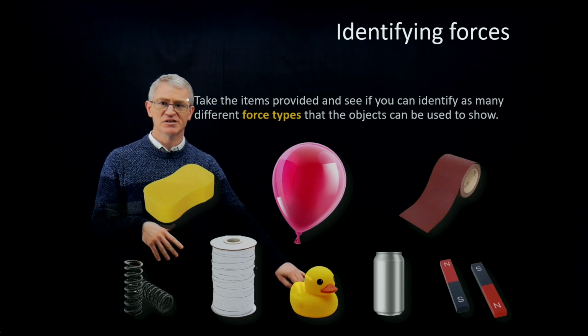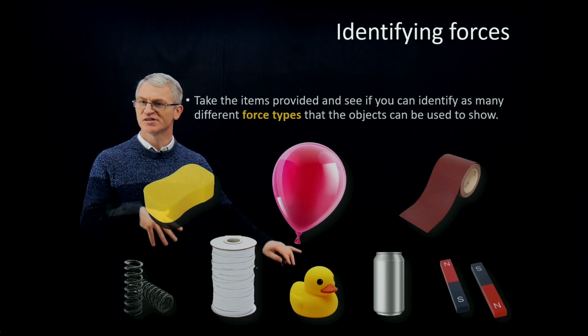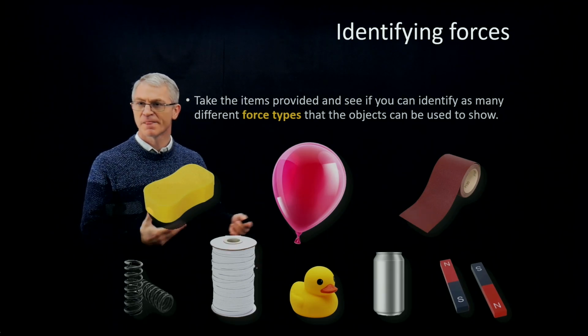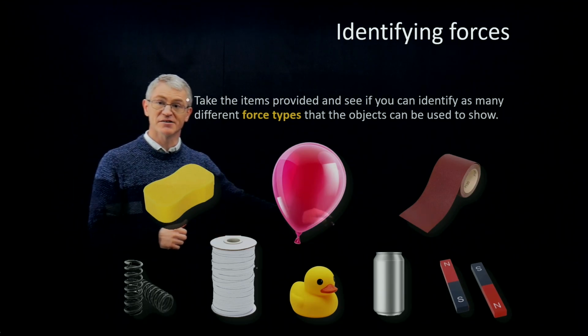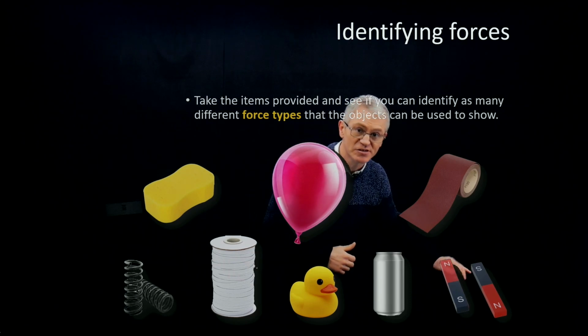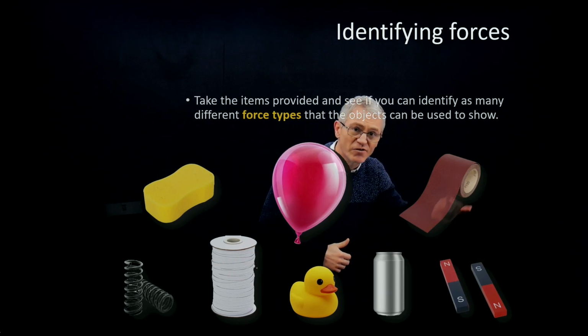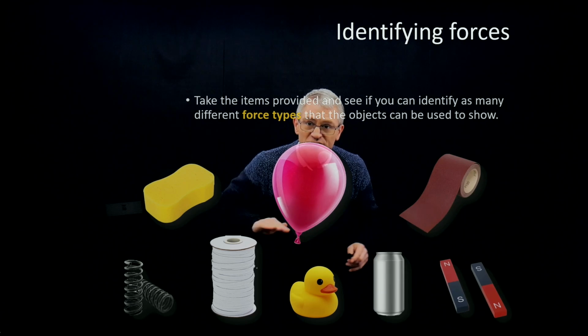Okay, so we've got this one down here. What does that do? Well, that floats on top of water. That's buoyancy. So that's the kind of force that we might talk about in this video. You have got here magnets, so you've got magnets at the bottom. So this is a magnetic force. You've got friction from sandpaper if you rub it on something.